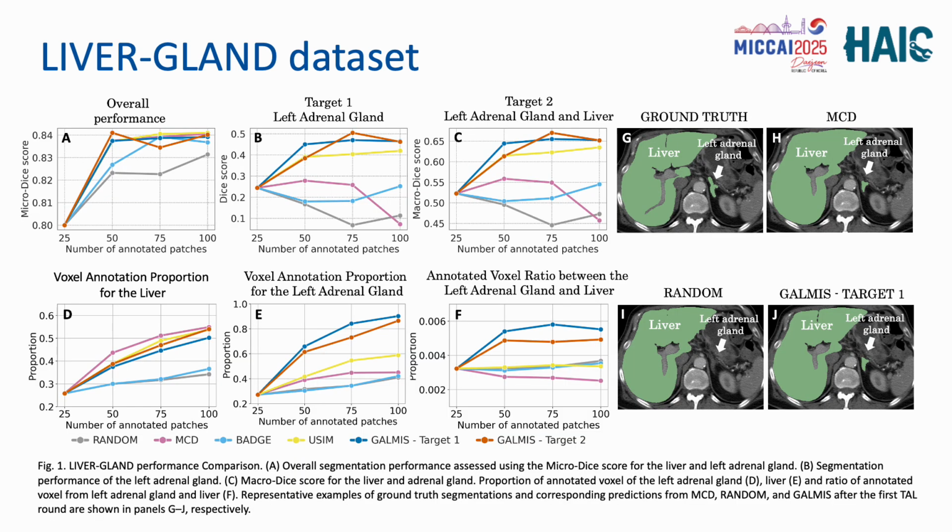We observed that the performance on predefined targets improves more quickly than with other methods such as random sampling or uncertainty-based methods. When examining the proportion of annotated voxels, we find that conventional approaches tend to oversample large liver regions while neglecting the small left adrenal glands, resulting in suboptimal performance on the target task.